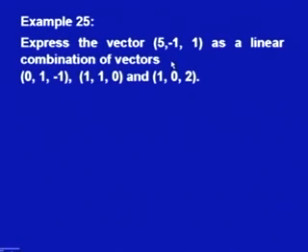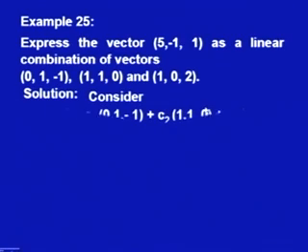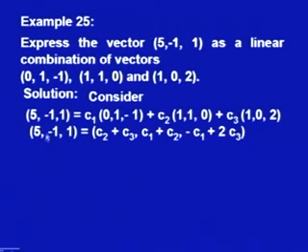In the next example, again we have the vector (5, -1, 1) and you have to express it as a linear combination of the vectors (0, 1, -1), (1, 1, 0) and (1, 0, 2). The procedure is the same. We consider on the left hand side the given vector, and on the right hand side the linear combination of the 3 given vectors (0, 1, -1), (1, 1, 0) and (1, 0, 2). This right hand side is simplified.